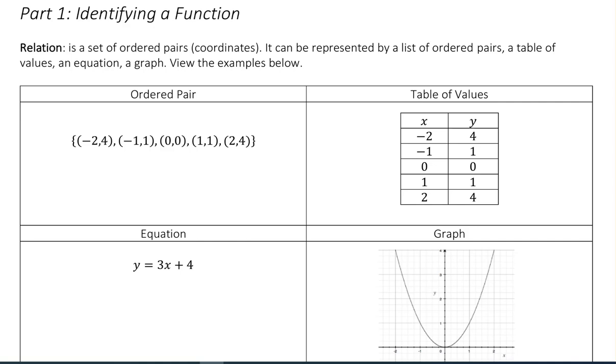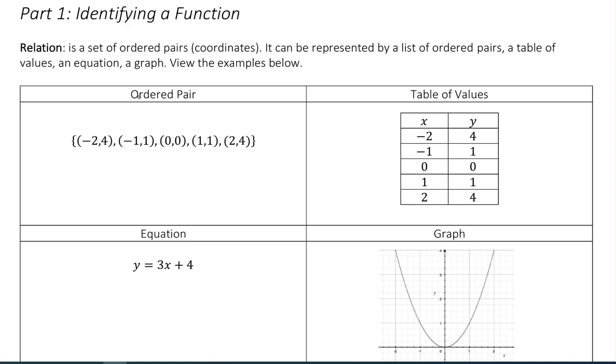Until this point you would have been studying relations in grade 9 and 10. A relation is a set of ordered pairs or coordinates with x and y values. It can be represented by a list of ordered pairs, a table of values, an equation, or a graph. Here are some of those examples right here.